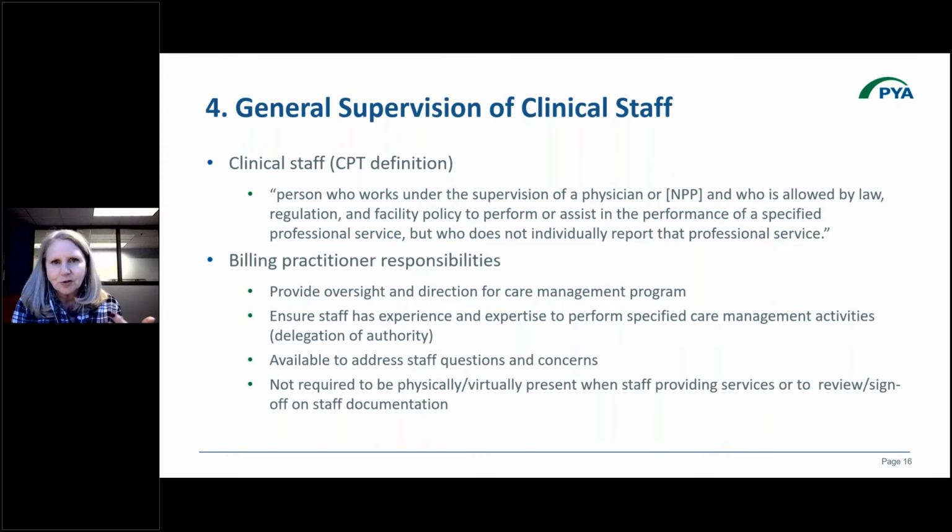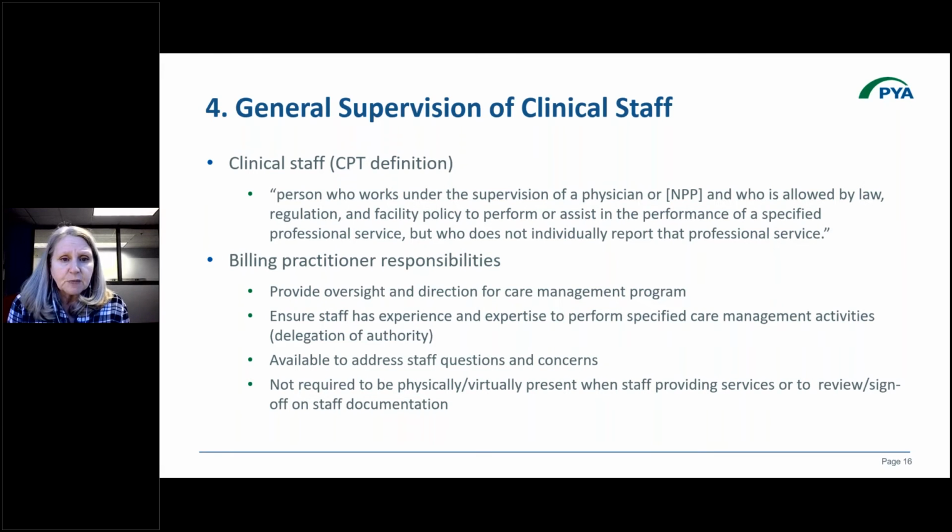So registered nurses, licensed practical nurses, medical assistants, with appropriate training, education, experience, that the supervising physician determines in their judgment is capable of providing these services. Think of it as the delegation of authority by a physician. They remain ultimately responsible for the care provided, but they can make the decision to delegate certain responsibilities to other individuals. So similar here in the concept of general supervision by clinical staff.